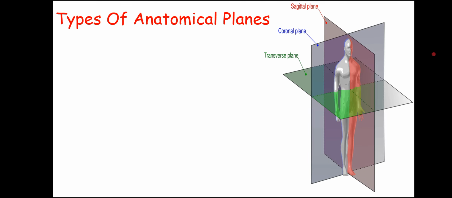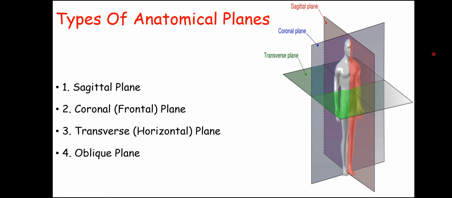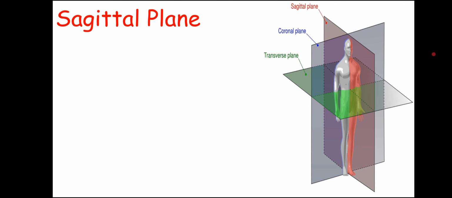Now let's talk about what are the types of anatomical planes. The types of anatomical planes are sagittal plane, coronal plane that is also called as frontal plane, transverse plane that is also called as horizontal plane and oblique plane. First we will talk about sagittal plane.